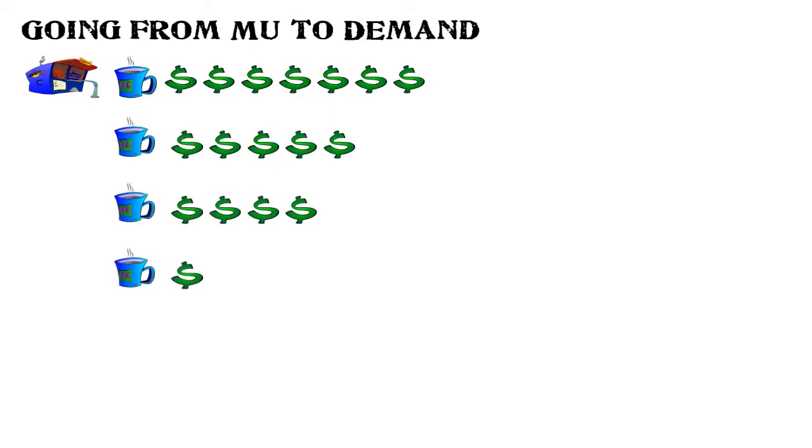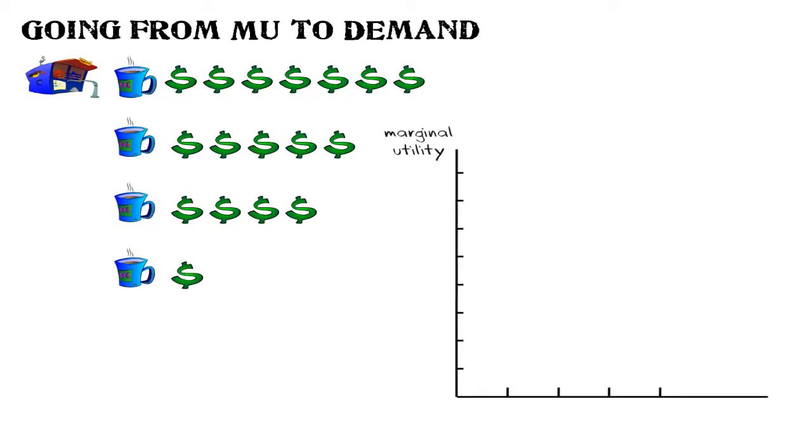the fourth was $1. Now I'm going to put that onto a graph, and along the top we're going to measure the marginal utility in dollars. So 1, 2, 3, 4, 5, 6, 7, 8. And down the bottom we've got quantity, which is the number of cups of coffee. And we're going to have 1, 2, 3, 4 cups of coffee.